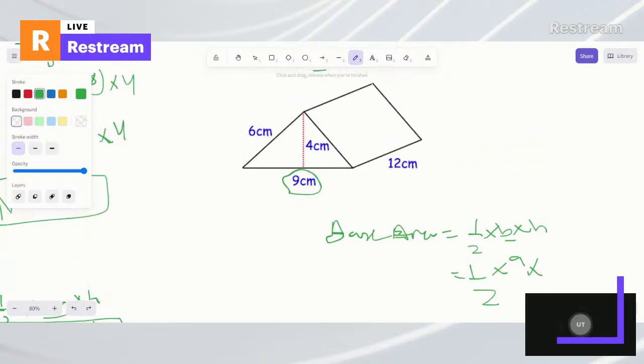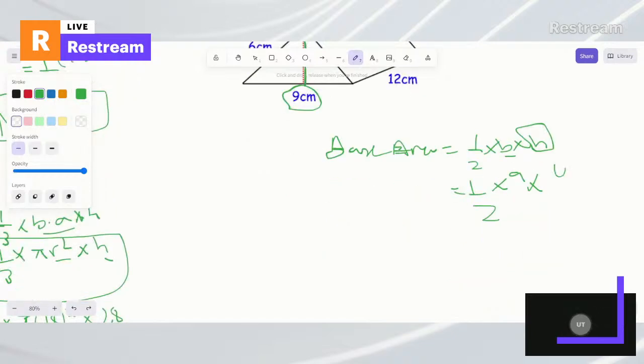So what's the height? When I say height over here, it's the height of the triangle, right? So the height of the triangle is going to be this, and this is 4. Now 2 ones are 2, 2 twos are 4. Now it becomes 18, right? So this is going to be the base area.